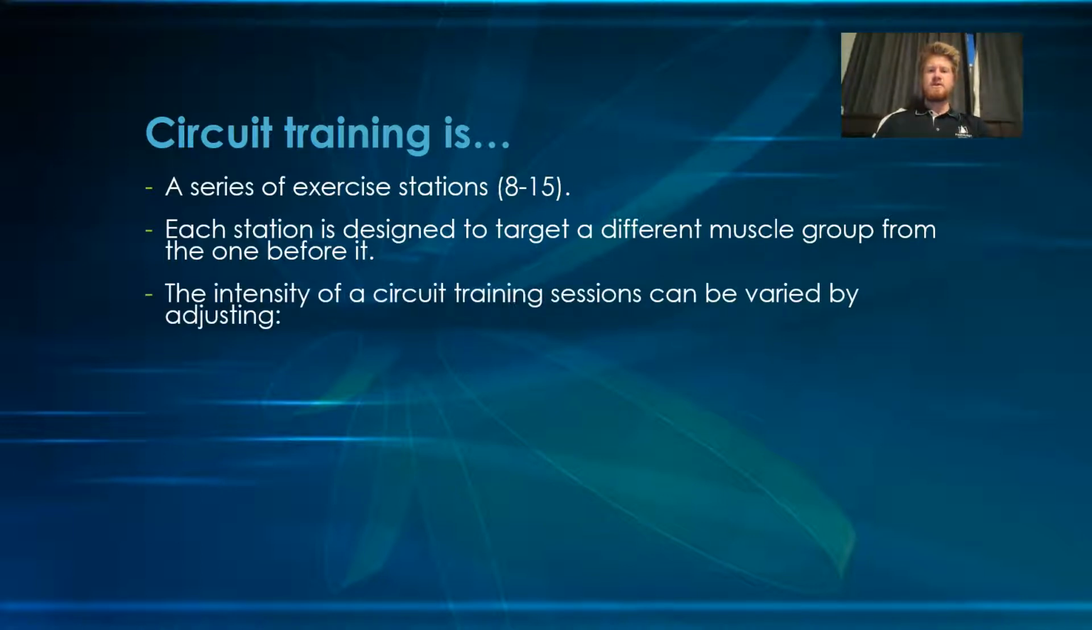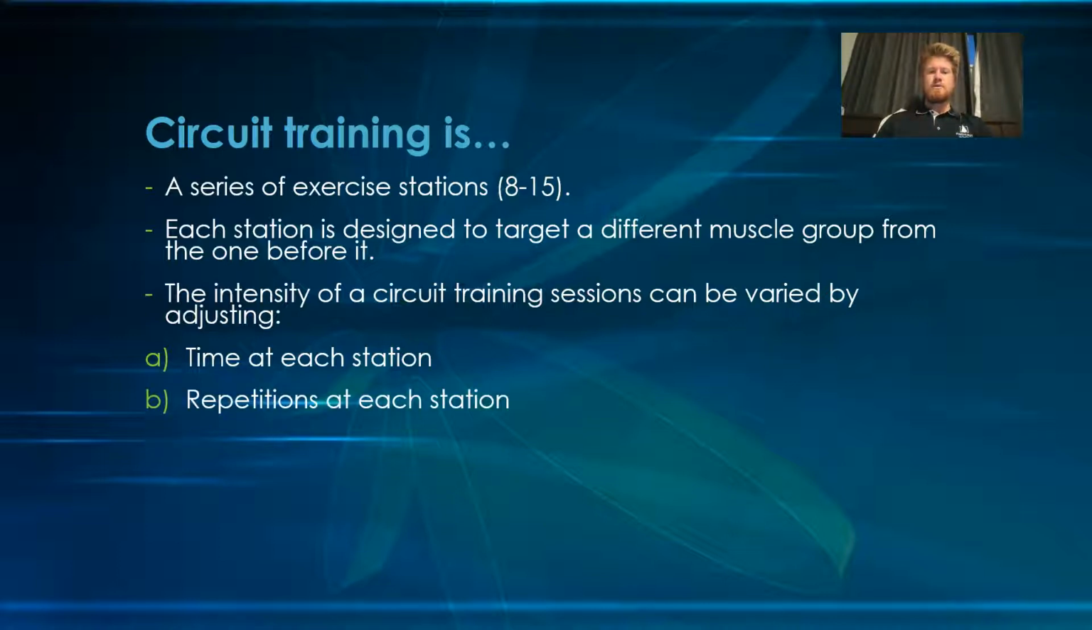The intensity of a circuit training session can be varied by adjusting the following things. So you can adjust the time at each station. So you could increase the amount of time at each station to make it longer. You could change the amount of repetitions at each station. You could increase it from, say, 20 press-ups to 50 press-ups.